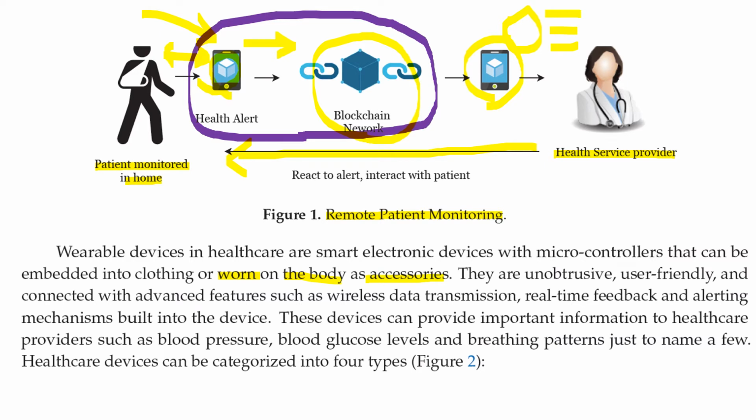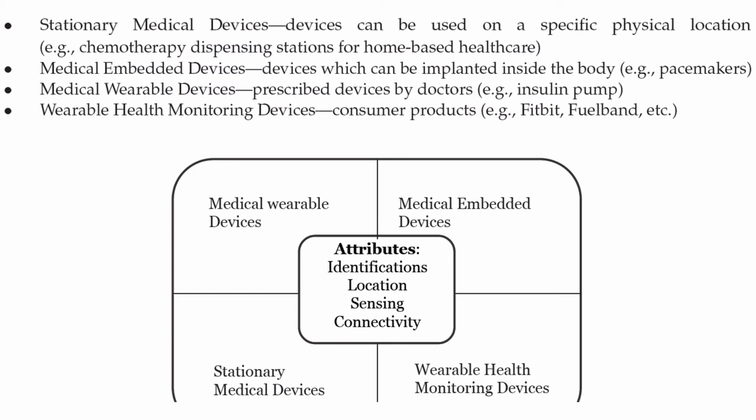So this device can provide important information to healthcare providers, such as blood pressure, blood glucose level, breathing patterns. Okay. So healthcare devices can be categorized into 4 types as follows. Here there are 4 different types of device.